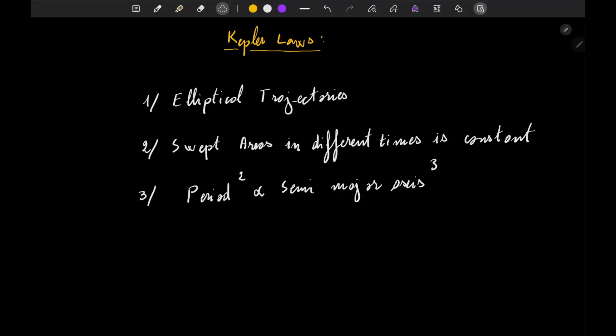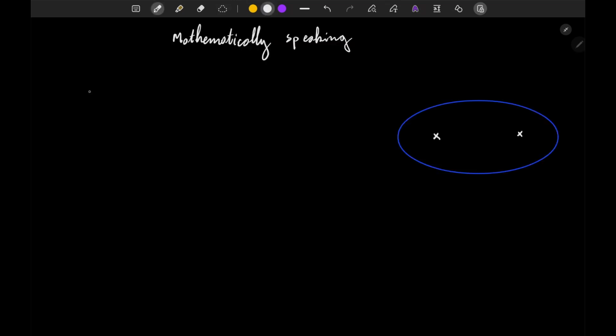The first one asserts that planets have elliptical trajectories and the sun is at one of the focus points of the ellipse. The second is that the areas swept in different times but within the same intervals are constant. The third is that the period squared is proportional to the semi-major axis cubed.